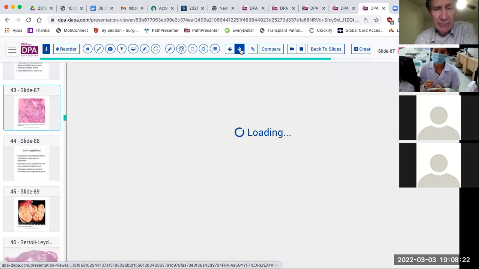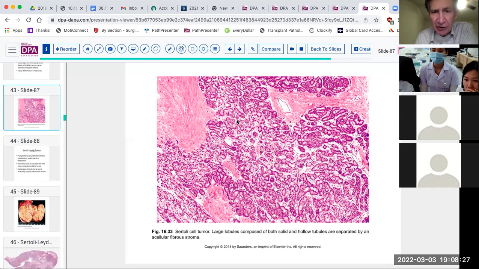It usually has a tubular pattern, as you would expect with Sertoli cells. I don't have a case example to show you other than this picture, in which you see a nice tubular pattern, fairly large tubules, long, elongated, a little bit of architectural complexity, and some hyaline stroma in between. So I don't encounter this very often. I don't imagine you will, but just be aware of that possibility.